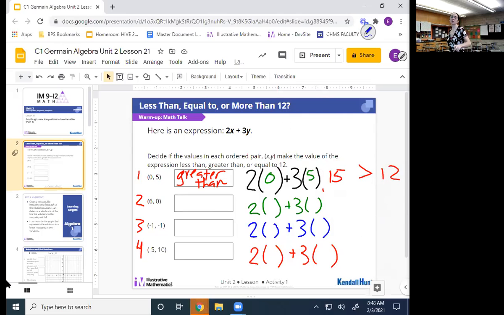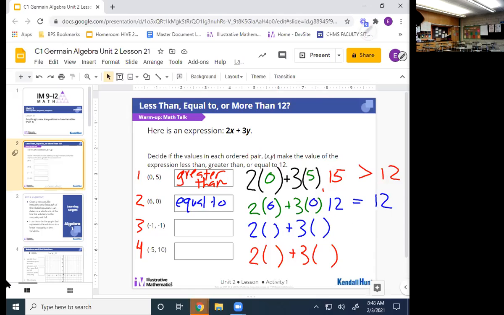Now let's look at the next one. We're going to plug 6 in for x, 0 in for y. 2 times 6 is 12. Very good, Gabe. So he got 12 because 2 times 6 is 12 plus 3 times 0 is 0, which is equal to the number 12. Very good on that one. Equal to. Nice job on that one.